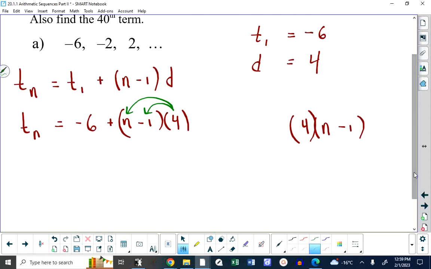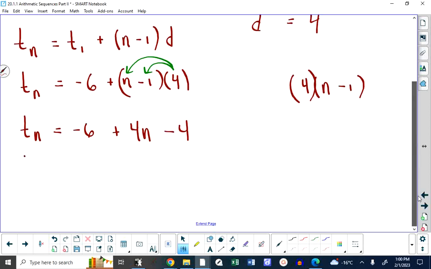So what do I get here? I have Tn equals negative 6 plus 4 times n is 4n plus 4 times negative 1 is negative 4. And now we have negative 6 and negative 4. I can add negative 6 and negative 4 together because they're the same kinds of things. They're numbers.